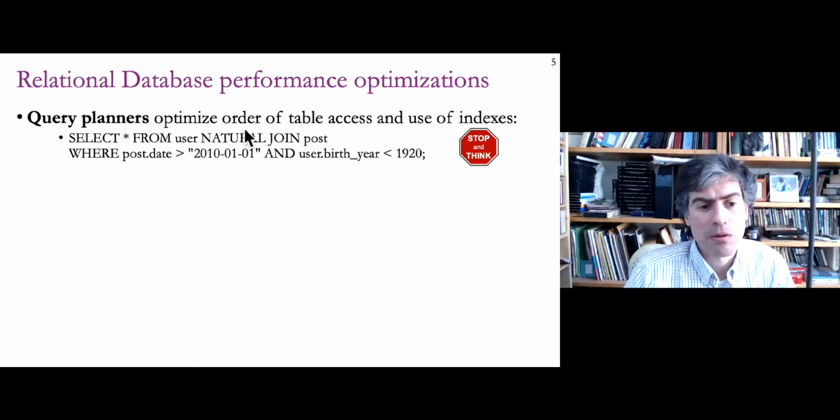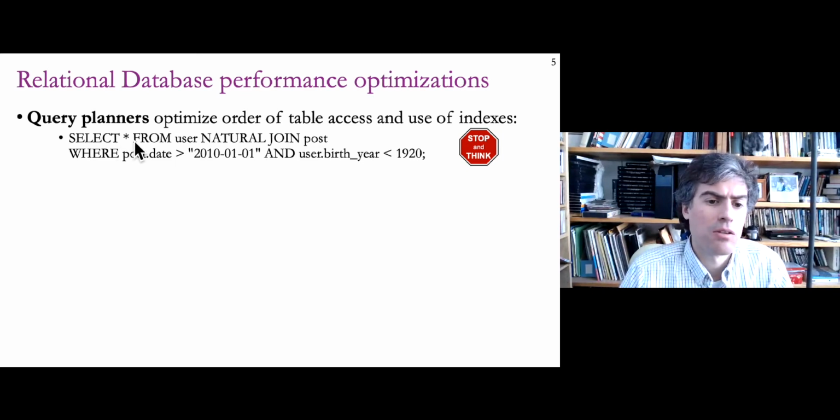As a simple example here, I'm giving a query. I'm hoping this will make sense even if you're not a SQL expert. But this is a system where we have two tables, the user table and a post table. So think of this as a social media application. We have users and the users have posts, and those are in different tables.